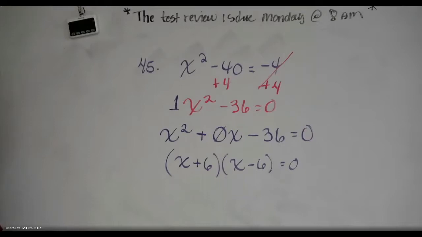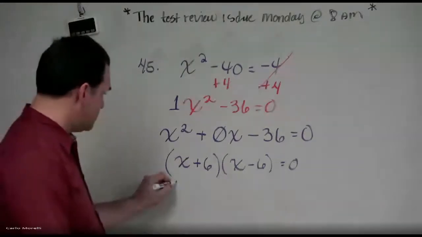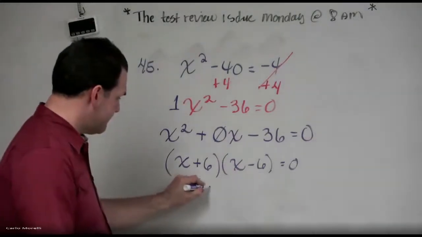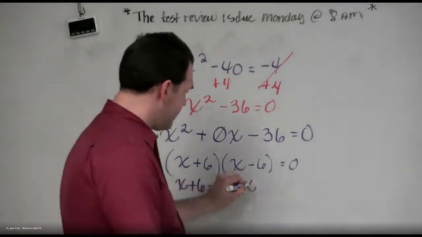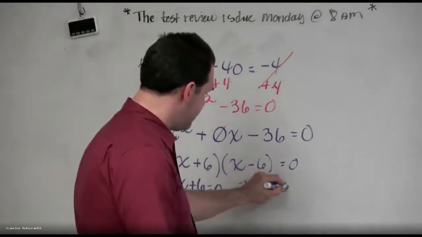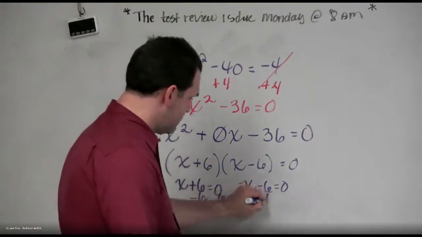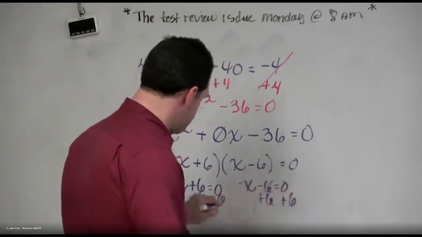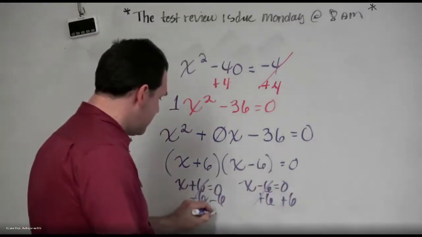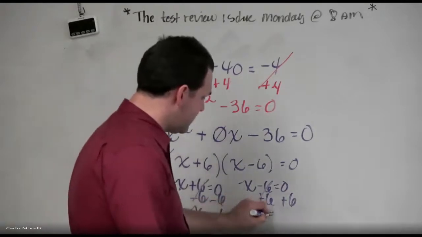Then you set both of them equal to 0. And then you solve for x. You do the additive inverse. Very good. So x equals negative 6 and x equals 6.